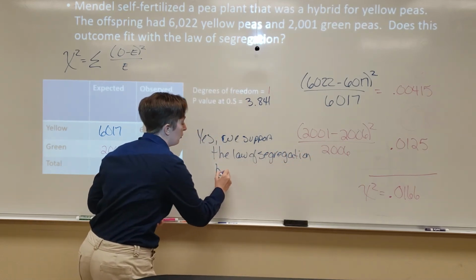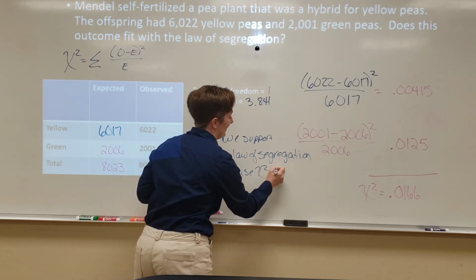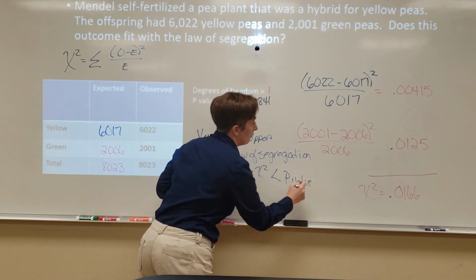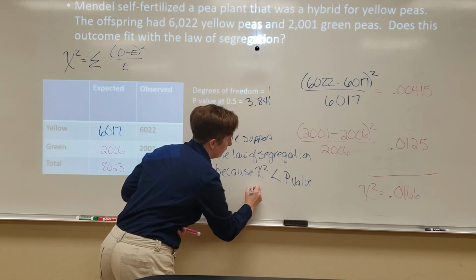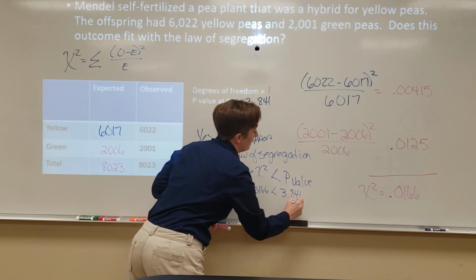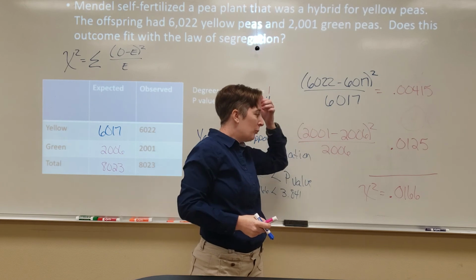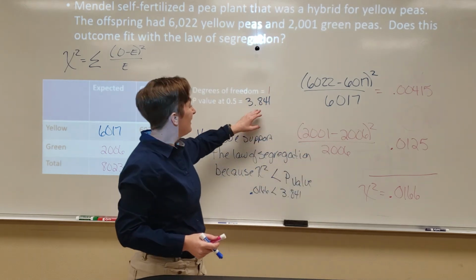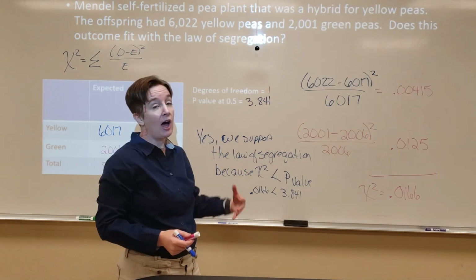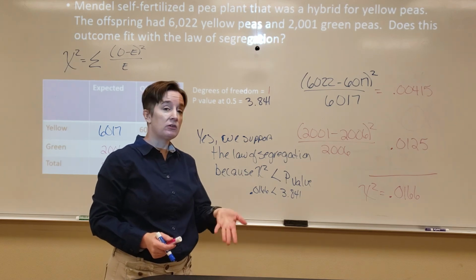And then just to reiterate, the reason why we're doing that is because our chi-square value is less than our p-value. And then just to write those in there, that was our chi-square value, and that was less than the p-value. Now, if we were to do all of our calculations, and instead of getting this number, our p-value had been 4.2, because that's greater than this, we would reject that hypothesis and say that this data does not support the idea, or said another way, this data rejects the law of segregation because it doesn't match with what we expected to see.